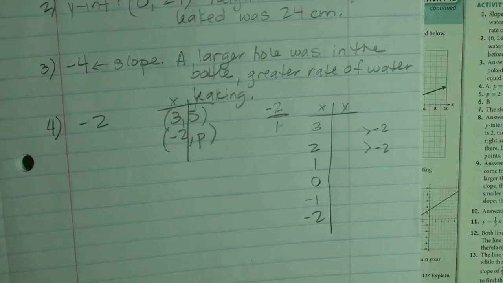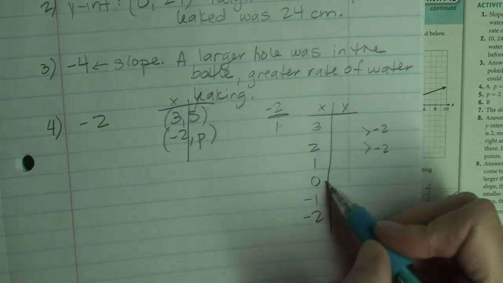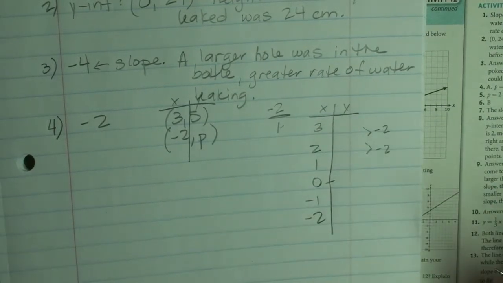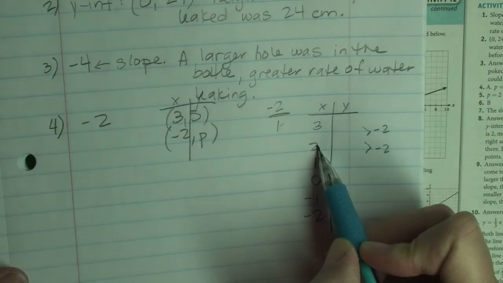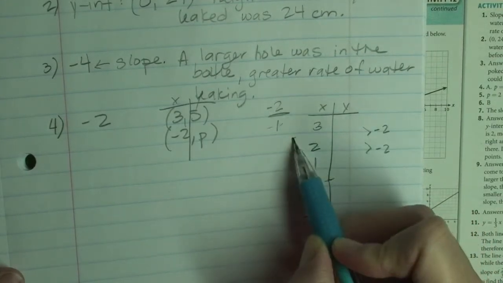Or I could make an equation and just figure out what 0 is, which would just be stopping here. So if I could find out what that y-intercept is, I could then plug in negative 2 into my equation. So we have two different ways we can do it. You have to decide if you're comfortable with my equation here. So if I start at 3 and go down 1 to 2, that means I went negative 1 here.